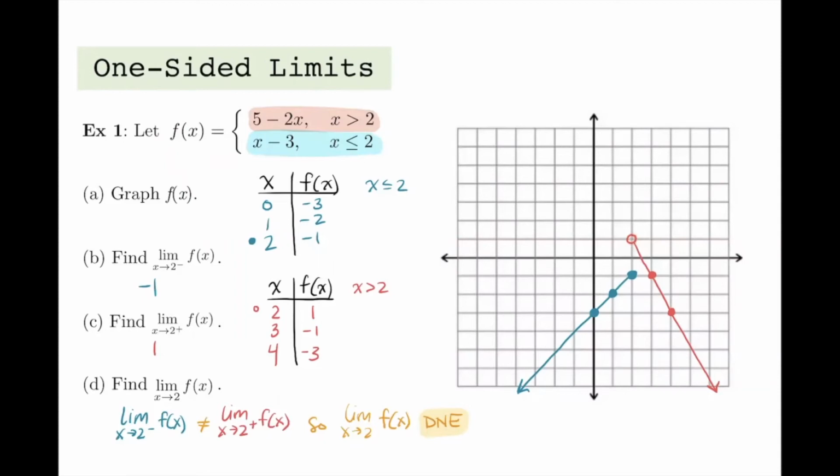In that case, we would say that the limit does exist, and it would be equal to whatever we have for the individual one-sided limits. But if they are different, then this is when we say the limit does not exist.